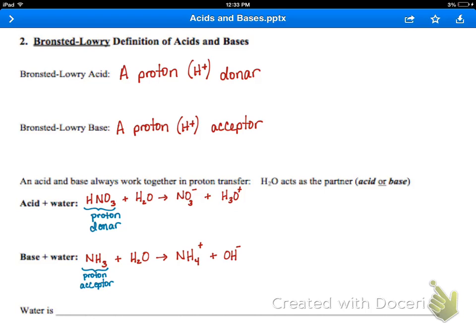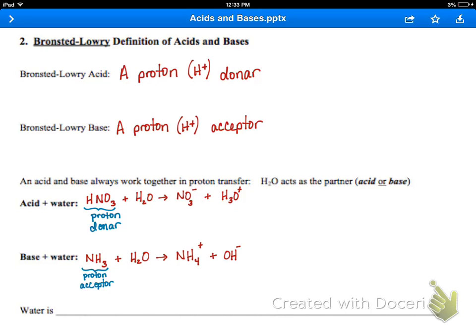So a base is going to accept a proton. So here the NH3 is a base and it's a proton acceptor. It takes a proton from water and it gives NH4+, and it leaves the water to be hydroxide. So we can see why it acts as a base, even though ammonia doesn't come with its own hydroxide.